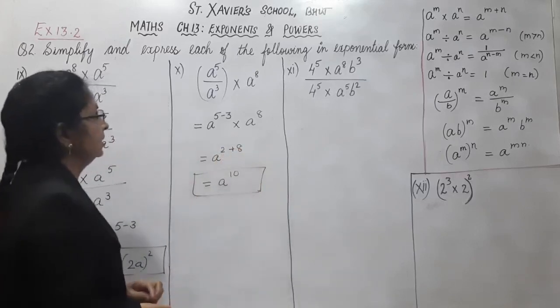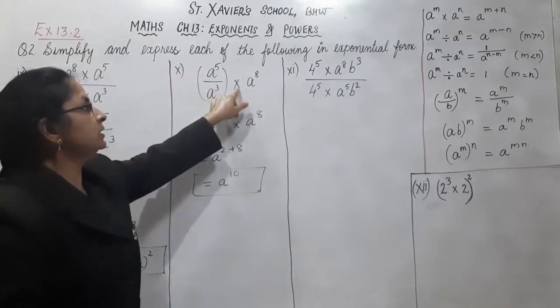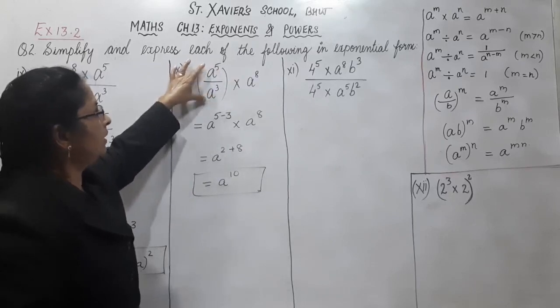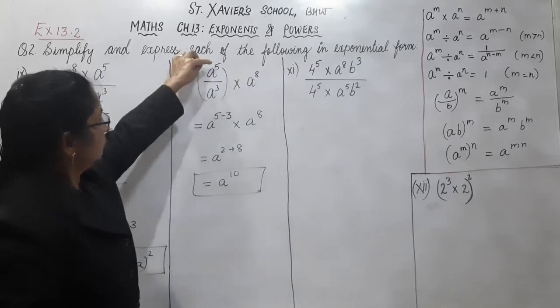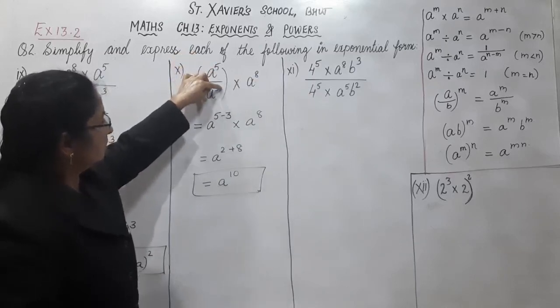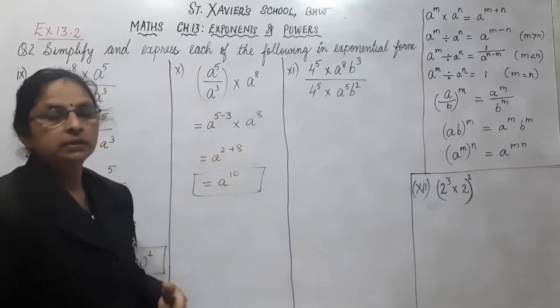I hope you understand it. If division is there, we have to subtract the power. Multiplication is there. First we solve this one, then solve the third term. When you subtract these two powers, 5 minus 3 is 2. 2 plus 8 is 10.